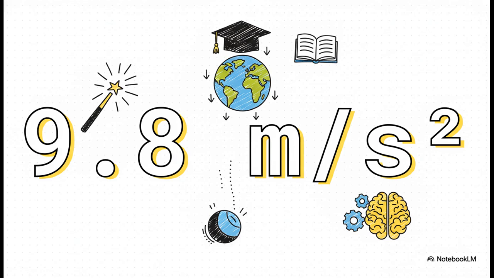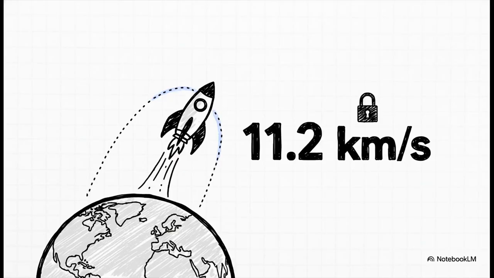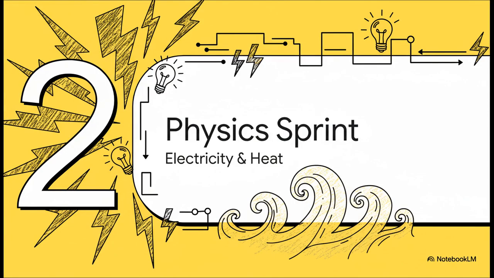Here's a number I want you to burn into your brain. The acceleration due to gravity on Earth, little g, is 9.8 meters per second squared. For every single numerical problem involving gravity, this is your magic number. So commit it to memory right now, 9.8. And here is a classic one-mark question. What is Earth's escape velocity? It's just the minimum speed an object needs to completely break free from Earth's gravity. And the answer is 11.2 kilometers per second. Just lock that fact away. It's an easy point.